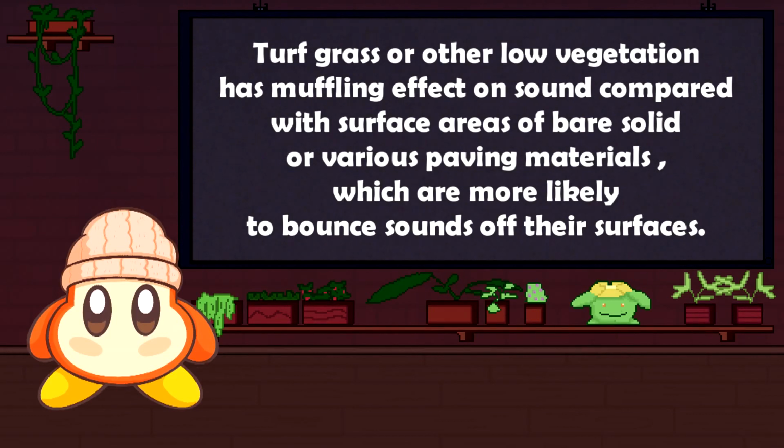And lastly, grass. YouTube comments said it doesn't make sense because grass and bugs are denser than water. While that is true, foliage in trees and grass still diffuse and absorb sound energy. A quote by the Washington Post: turf grass or other low vegetation has a muffling effect on sound, compared with surface areas of bare soil or various paving materials, which are more likely to bounce the sounds off their surfaces. So grass is still a lock-in, because the physical grass actually absorbs sound, so I think grass should still be super effective against sound.